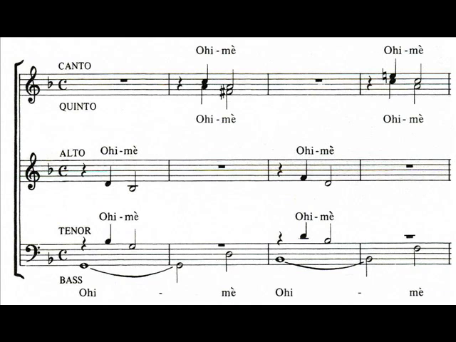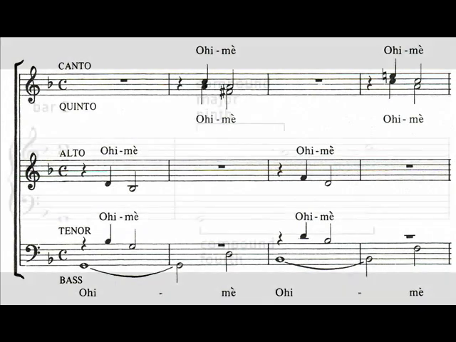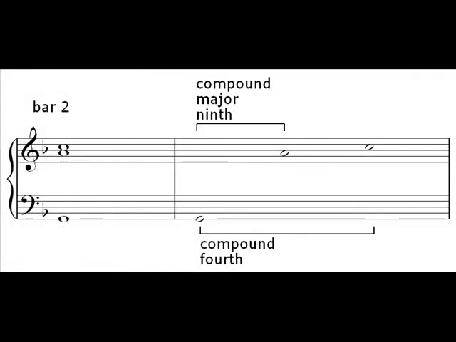In bar 2, the C and A of the quinto and canto jar uncomfortably with the pedal G in the bass. The compound intervals of a major ninth and fourth are an effective harmonic device.